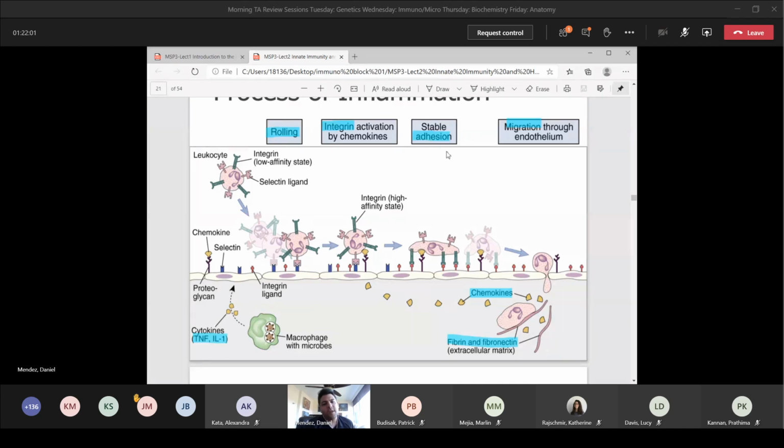Make sure you know these steps. You don't have to know the details. You don't have to know specifically TNF and IL-1. You don't have to know specifically that it's integrins, but just make sure you know the steps, that we have the leukocytes or lymphocytes rolling, and we have integrin activation, adhesion, and migration.